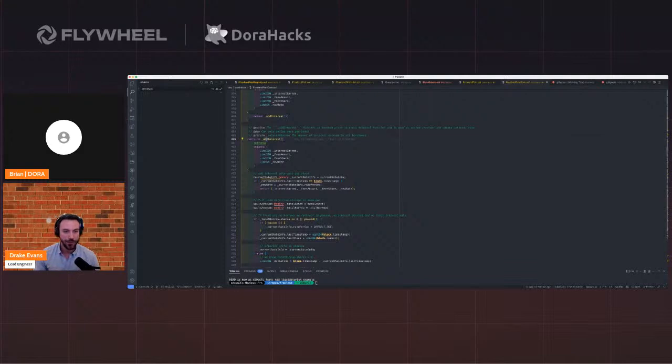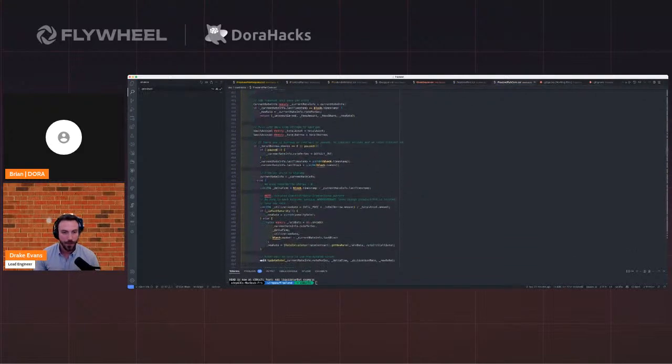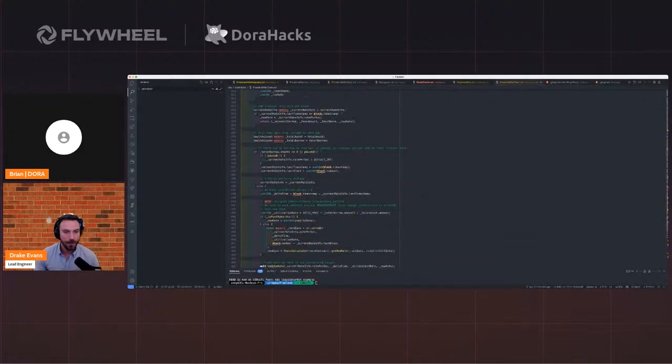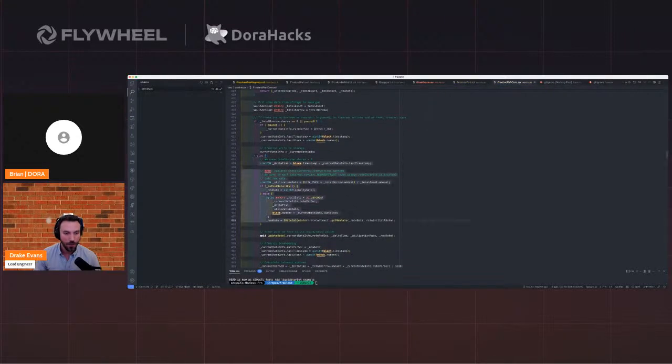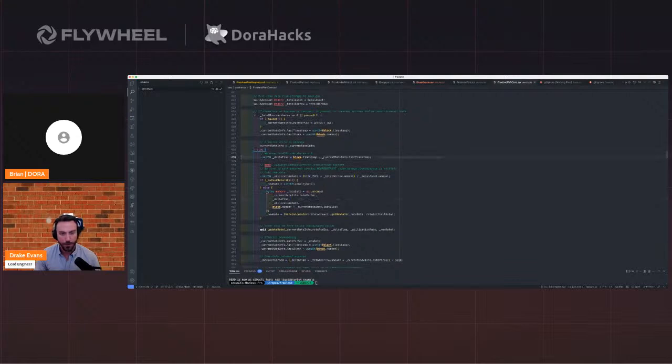So here's the interest calculation. And this is kind of where the meat of it starts to happen, around line 438. Again, this code is available in that repo. It's just one commit back.